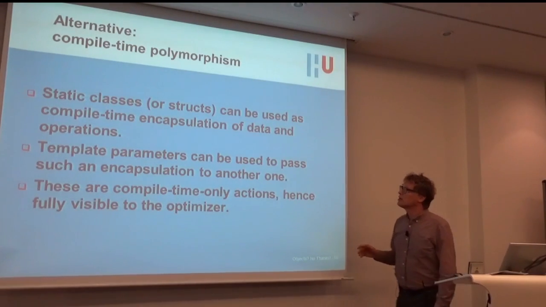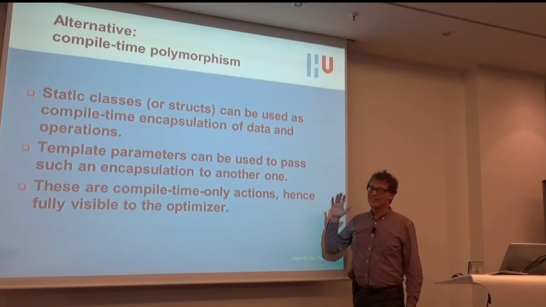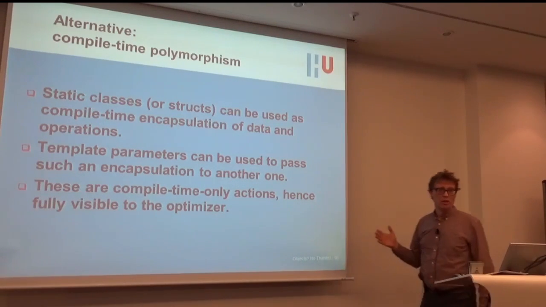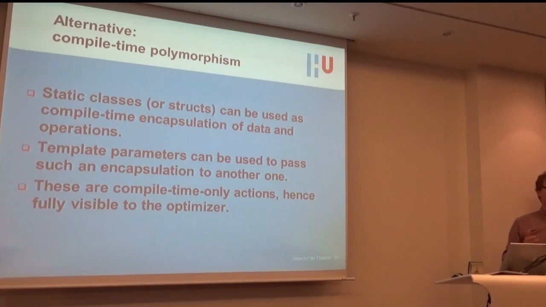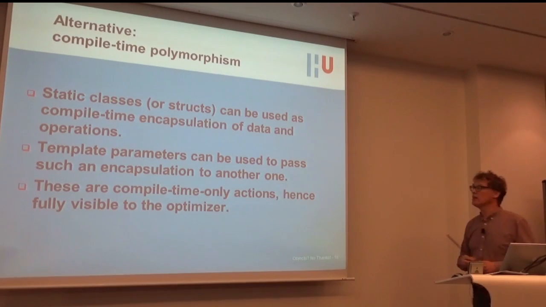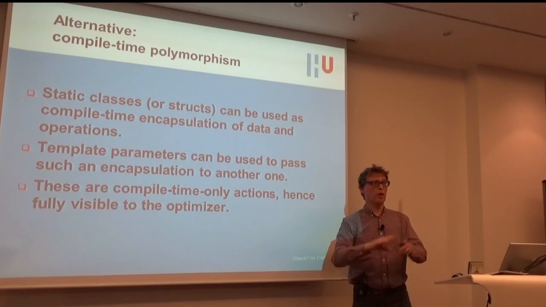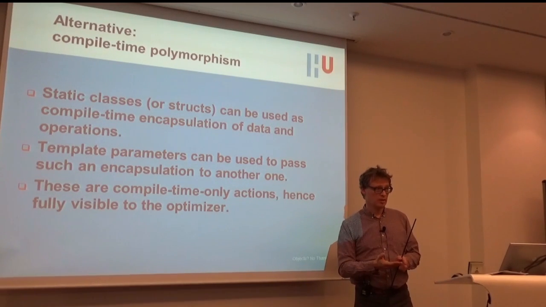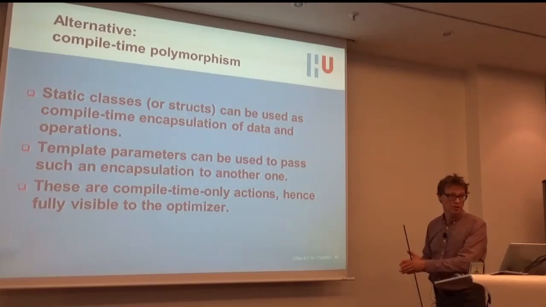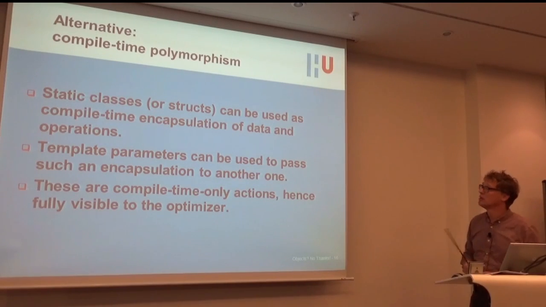Okay, what is my idea for that? I can use static classes to make a compile time abstraction of what I want to do. A static class, a class with only static attributes and static methods, is a compile time only construct. Then I don't need a runtime object to do the operations on.